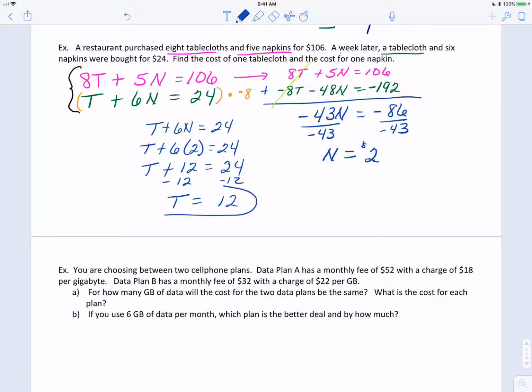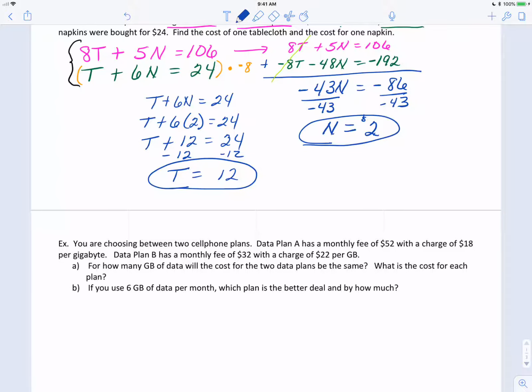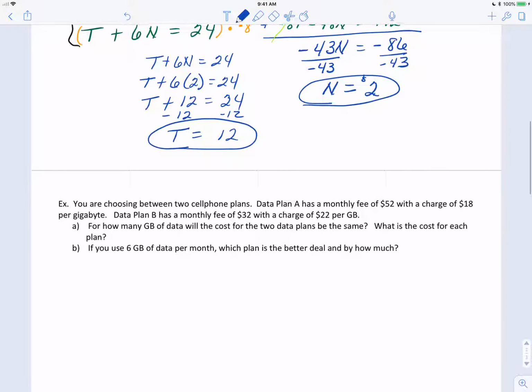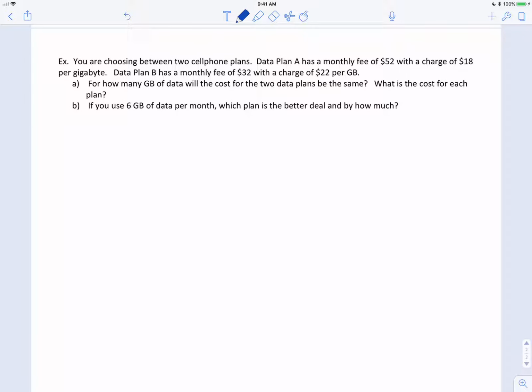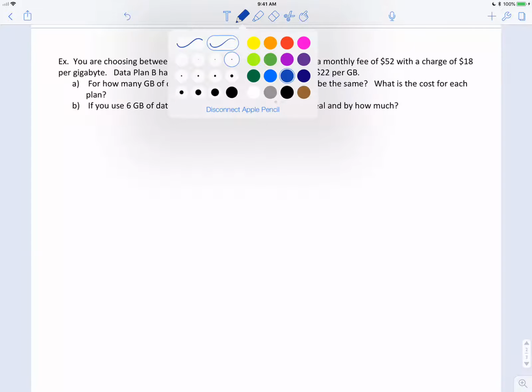Okay, so there's your two answers. A tablecloth is $12, a napkin is $2. Hopefully the actual solving part's going to be pretty easy for you since you've done the homework on knowing how to do each of these methods. It's going to be actually setting them up that will be the harder part for you here. So if you think I'm going fast on that, you can just rewatch it, but I'm hoping that you sort of know how to do those already.